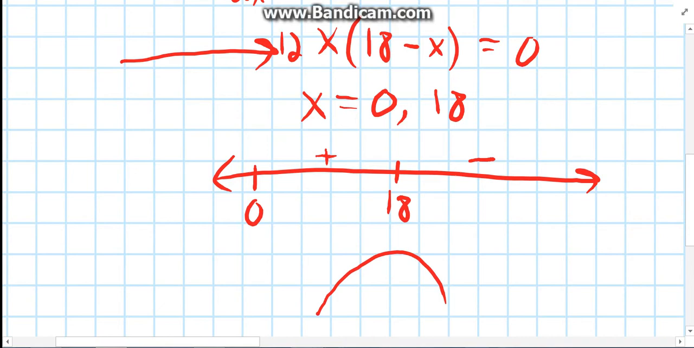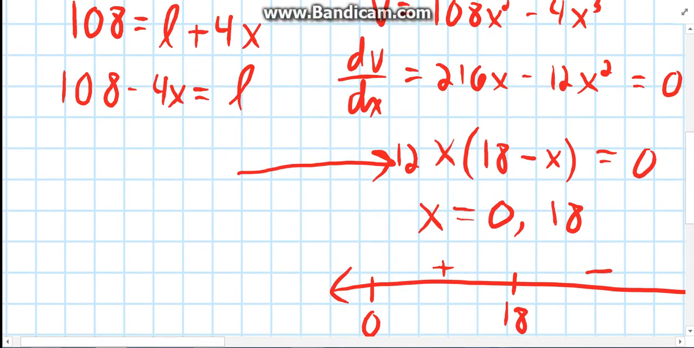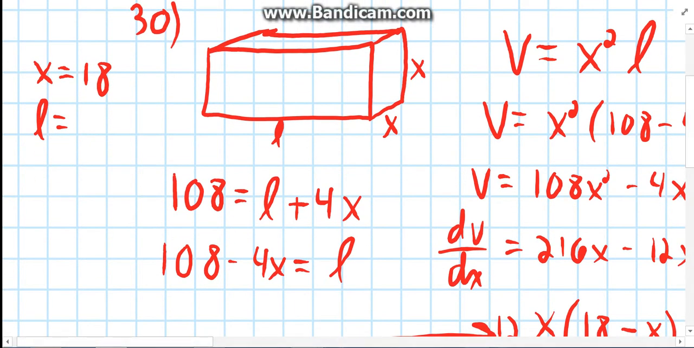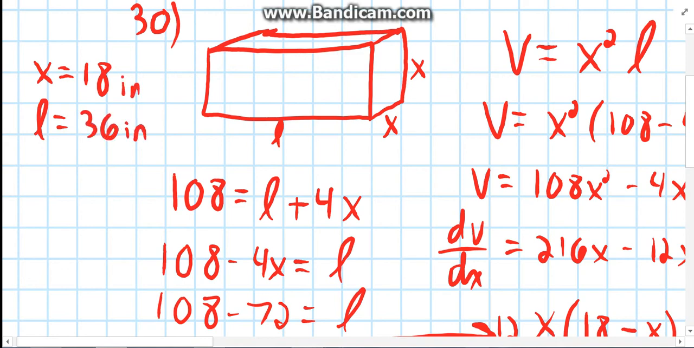They specifically asked us what dimensions will give us the largest volume, so if you go back up to our picture, the dimensions are x equals 18, and if x is 18, L has to be, from down here, 108 minus 4 times 18. And 4 times 18 is 72. That's what L is. 36. Cool. And the units on that are inches.